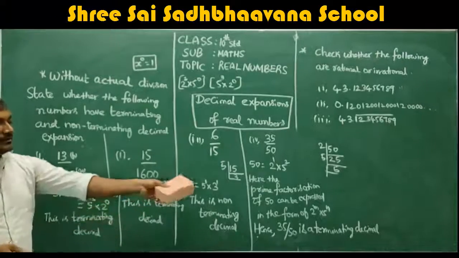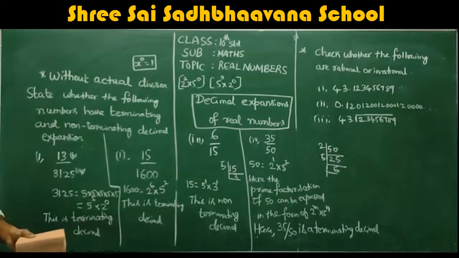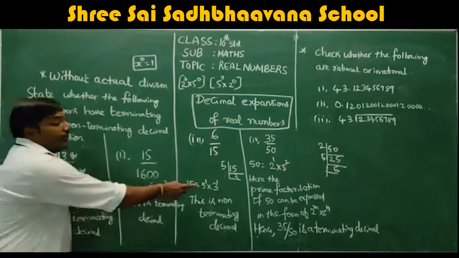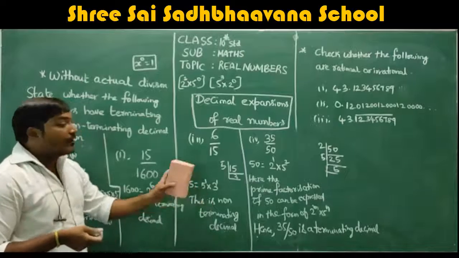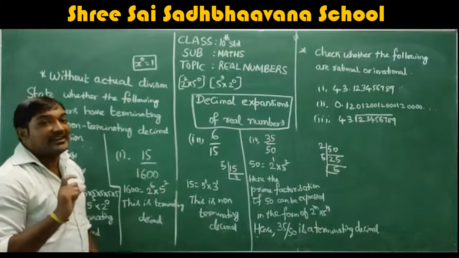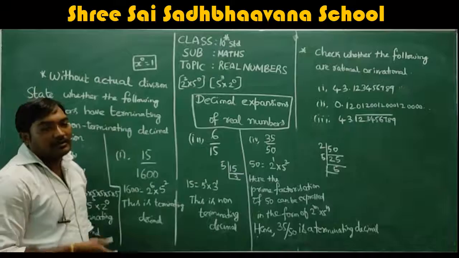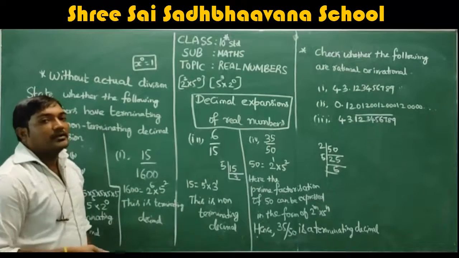If you have any, see here, 5 into 3 is there. 5 is there. So don't get confused, sir. 5 is there, so we can write it as terminating? No. You should have 2 also, and only 2 and 5. You should not have any other prime factor. But in this case, 3. Definitely it is a non-terminating decimal.